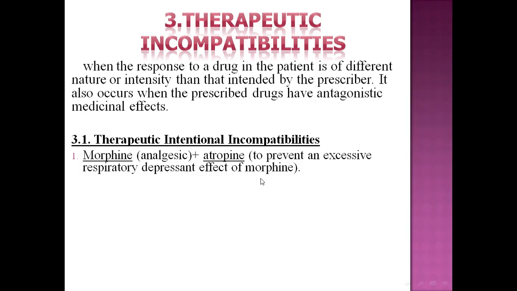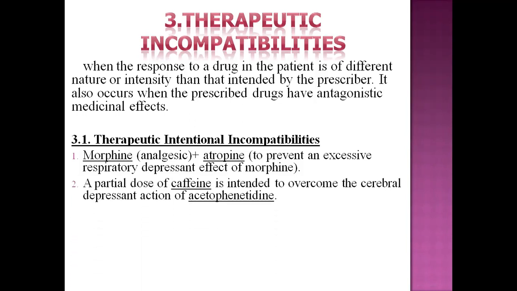This is a therapeutic intentional incompatibility. Why is it therapeutic? Because morphine causes respiratory depression and atropine prevents this respiratory depression. So there is an incompatibility. Why is it intentional? Because that's what I want to do. I want to prevent the respiratory depression effect of morphine. Another thing, a partial dose of caffeine is intended to overcome the cerebral depressant effect of acetophenidine.